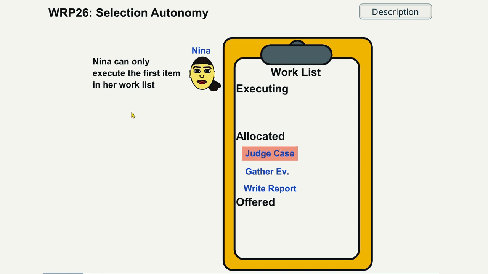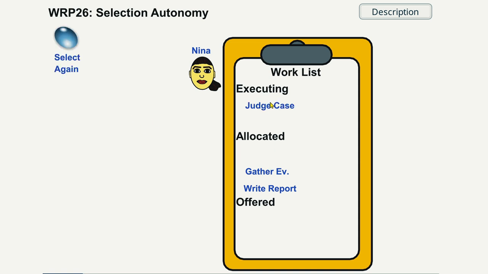Nina has three work items allocated. She can select which of the three she works on first.